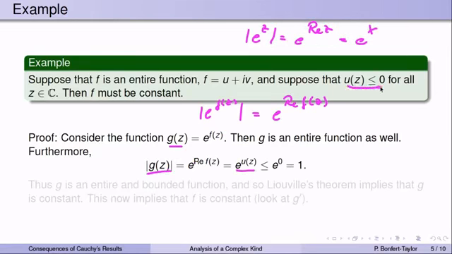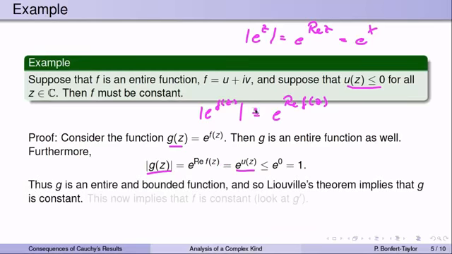And we assume that u of z is less than or equal to 0 for all z. So this exponent is less than or equal to 0. It's a real number that's non-positive. And therefore, that's less than or equal to e to the 0, which is 1. So now we know this function g is bounded. It's an entire and bounded function, and therefore by Liouville's theorem, g must be constant.